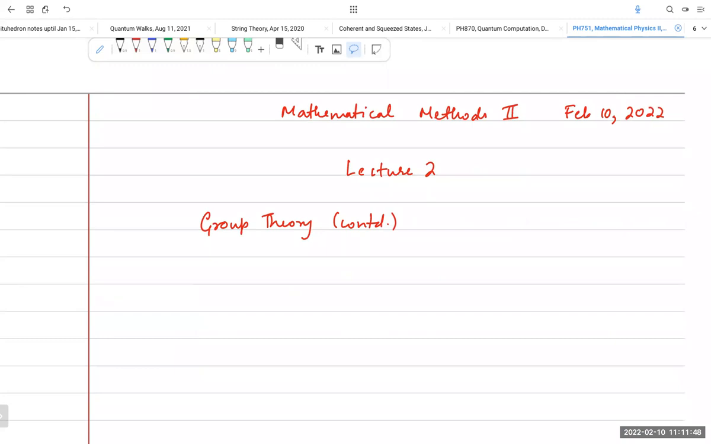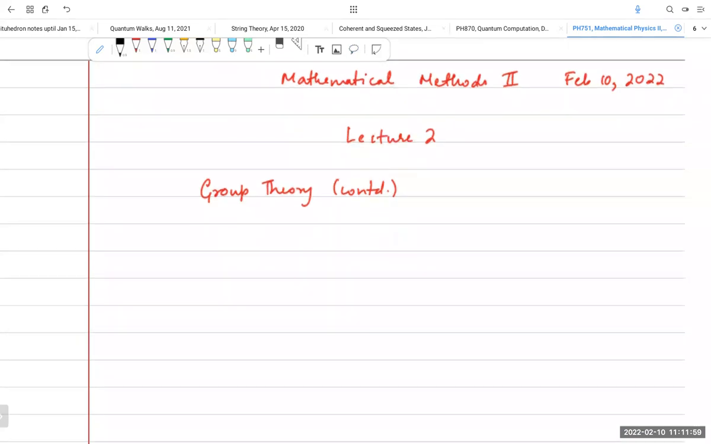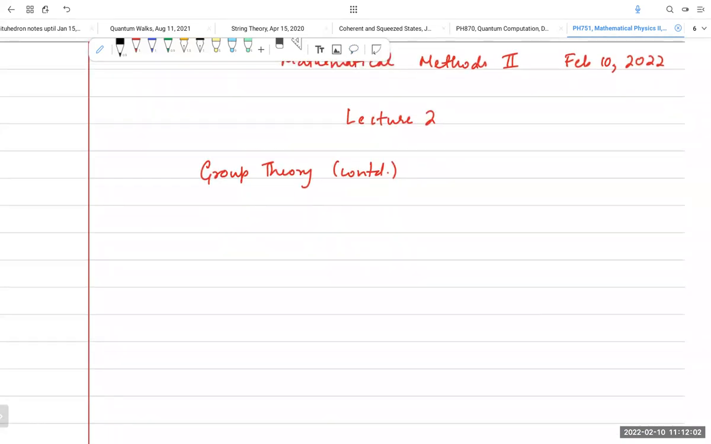Let me briefly give you a bit of an overview of why group theory is so important for physics. The reason is that physical systems have symmetries. So if a physical system has a symmetry, how do we express the action of such a symmetry?